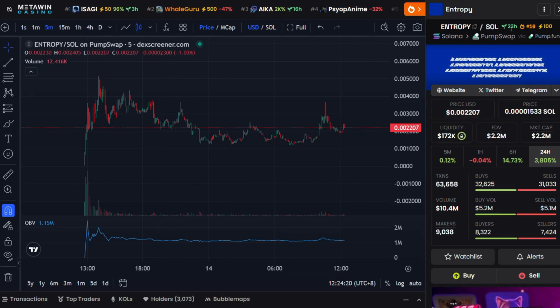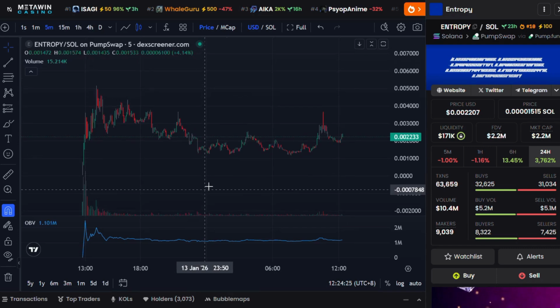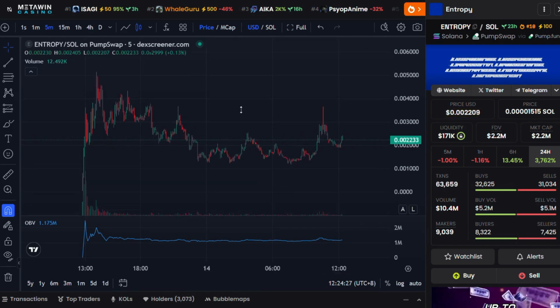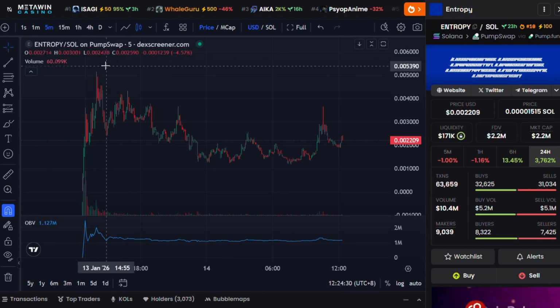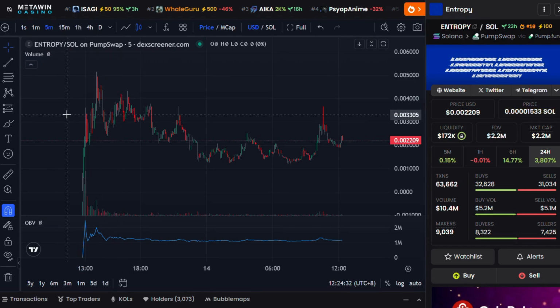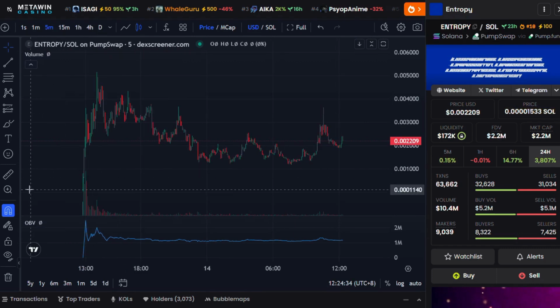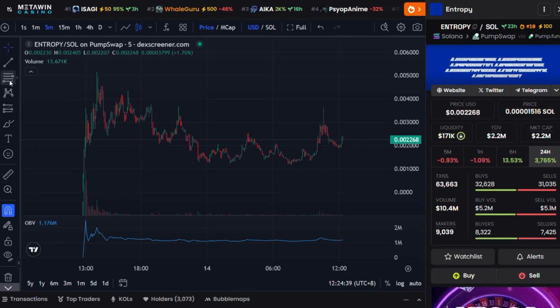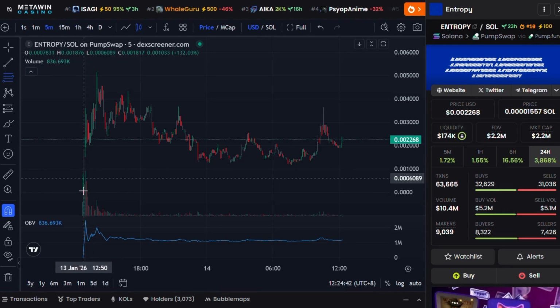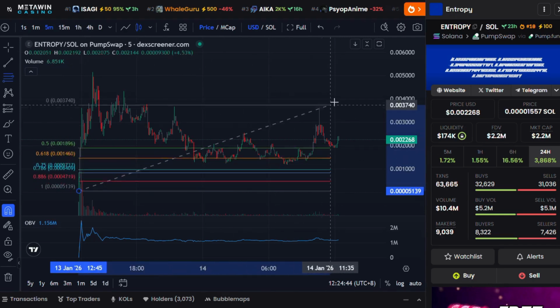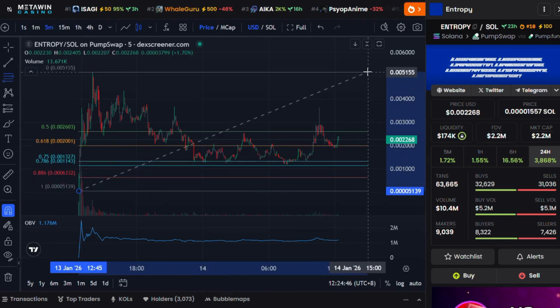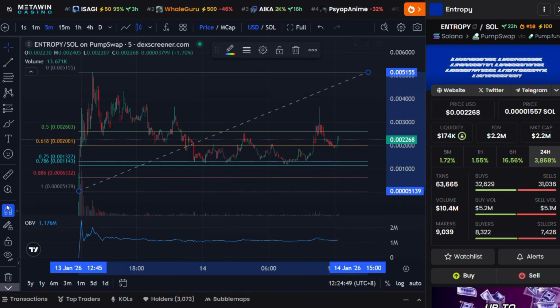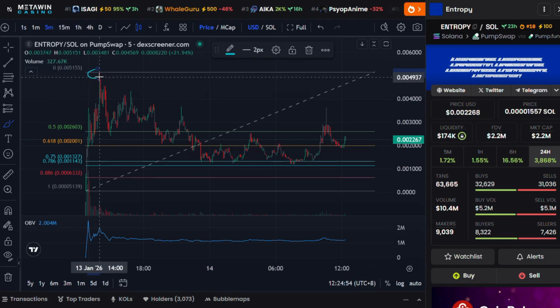Entropy is nearly 24 hours old and has already reached a market capitalization of around $5 million, which tells us that it has attracted a significant amount of attention and liquidity very early in its life. The first thing I want to do is apply the Fibonacci retracement from the absolute low to the absolute high. What I want you to focus on is how price has behaved since putting in its all-time high around the $5 million market cap region.